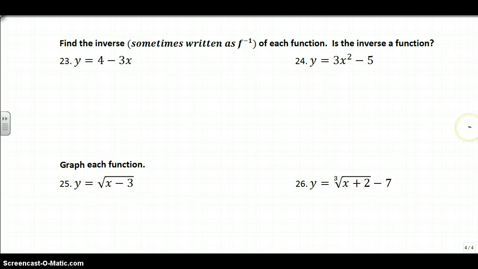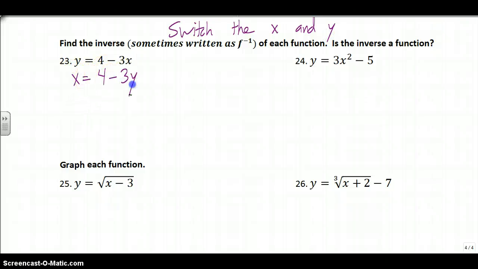Very exciting. Alright. Find the inverse of each function. Well, we know how to find the inverse. Switch the x and y! Right? Yay, yelling into the microphone. Switch the x and y. That's all you got to do. So, x equals 4 minus 3y. And then we have to solve for y, of course.